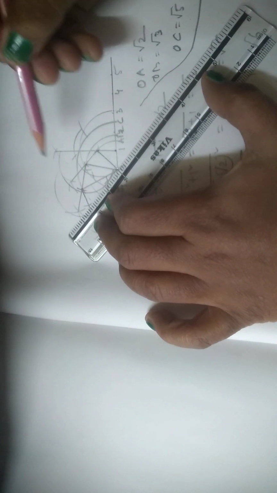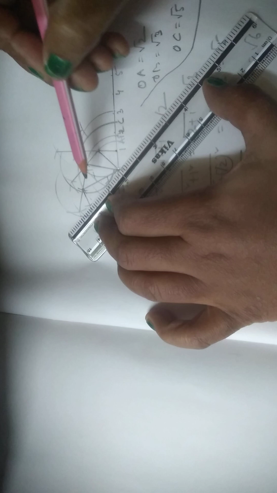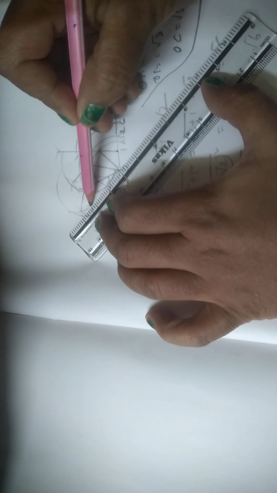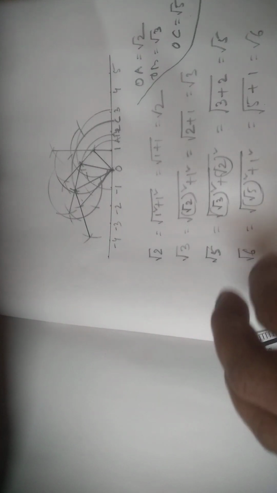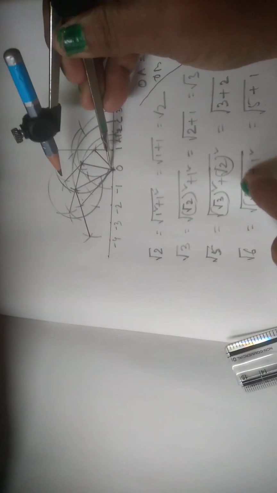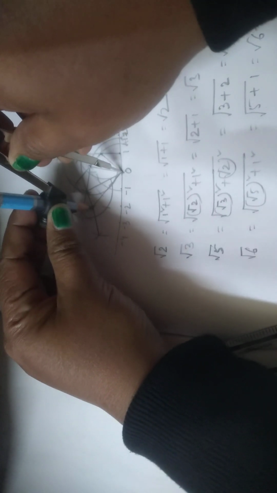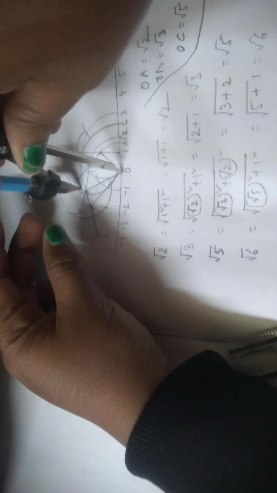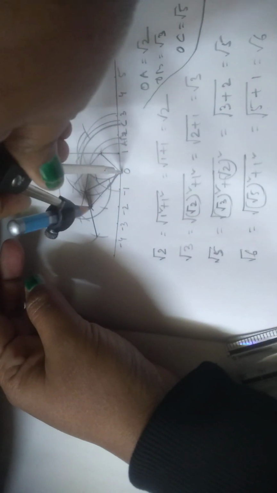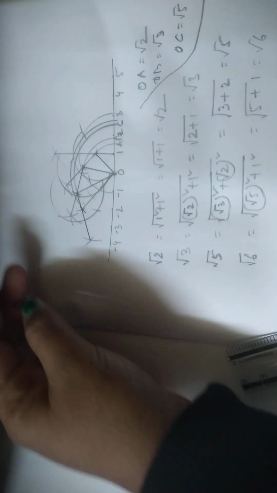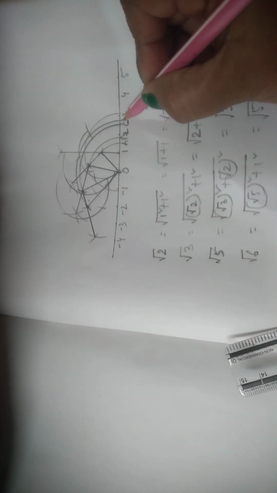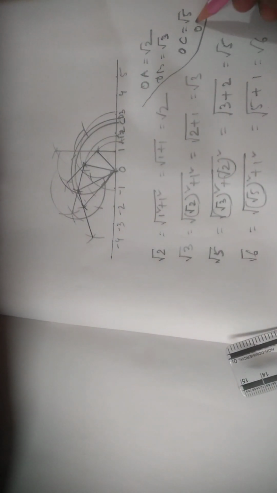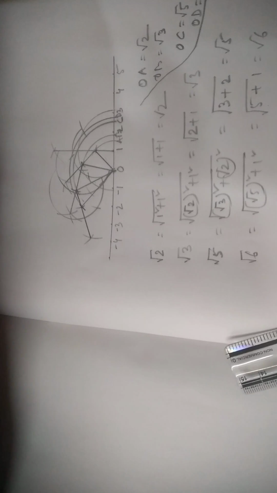Now join these 2 points, 0 to this point. Now take the measure of this portion up to that and mark on this number line. This is the value of root 6. Suppose this is D. Then OD is equal to root 6.